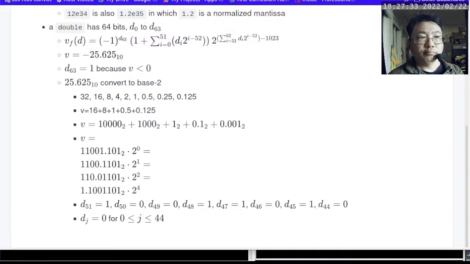Alright, so what have we gotten so far? We got the sign bit done. That was the easy one, because if the value that we want to represent is negative, is less than 0, we are gonna have a sign bit of 1. That's easy. This portion here, we just figure out your bit 0 to bit 51.